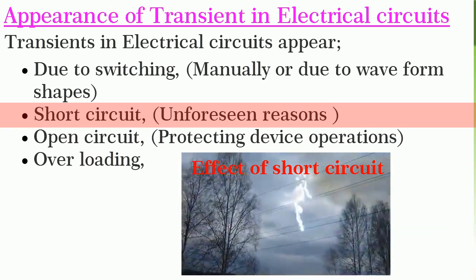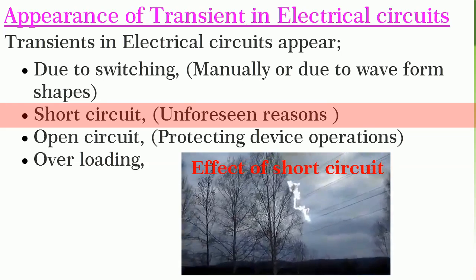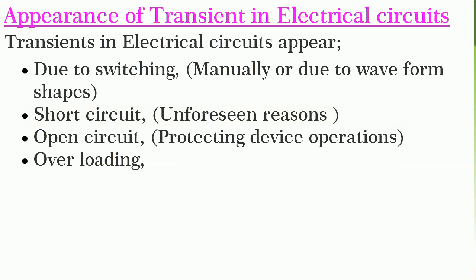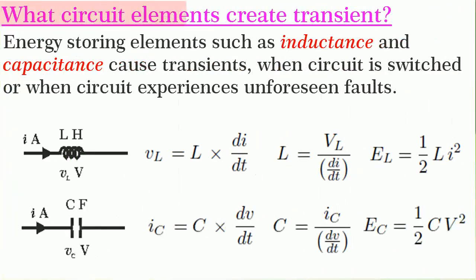When faults occur or when the system is overloaded, the protecting devices operate and disconnect the supply. Under such circumstances also, transients may appear and produce large variations of voltages and currents. Then, you may be thinking, which property of circuit elements produces transients?